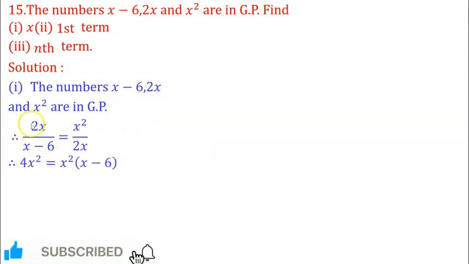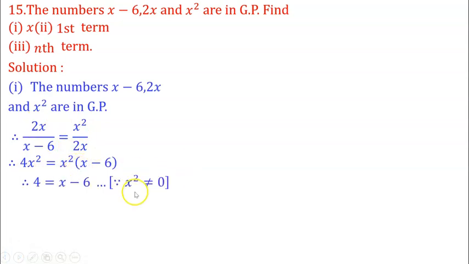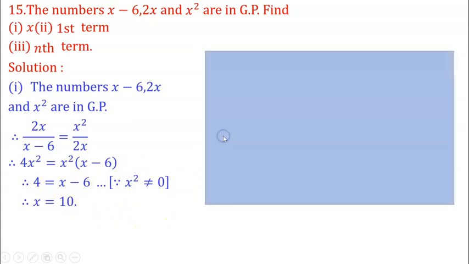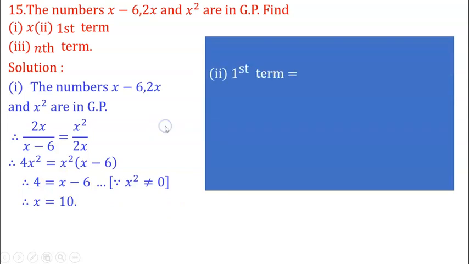Then after simplification, that is cross multiplication, 2x into 2x, you will get 4x square, equal to x square into (x minus 6). x square gets cancelled on both sides. Then you will get 4 is equal to x minus 6. Therefore, x is equal to 4 plus 6, so x is equal to 10. Next, the first term. This is the first term, x minus 6. Substitute the value of x, that is 10 minus 6, which is equal to 4. This is the first term.